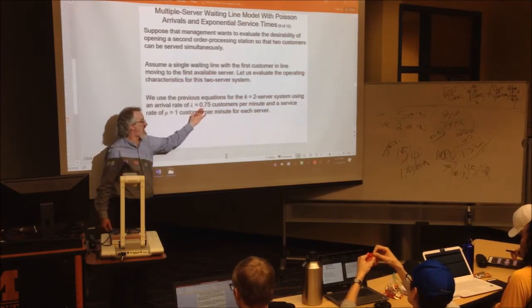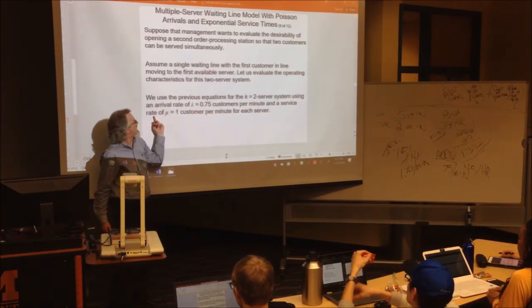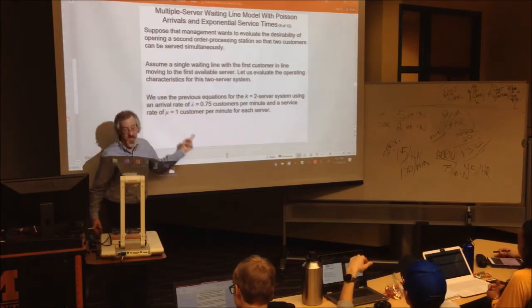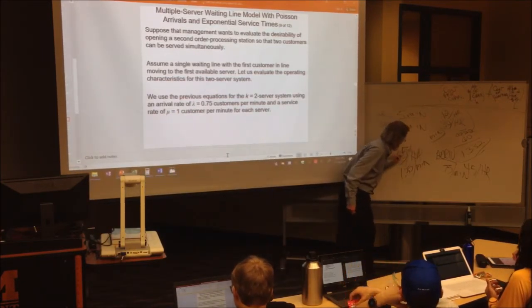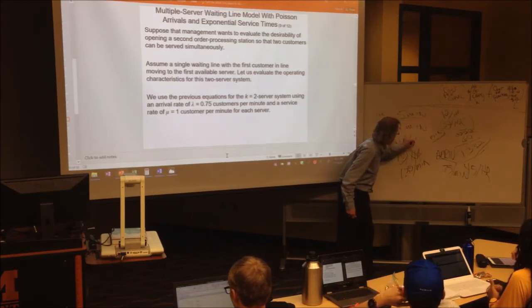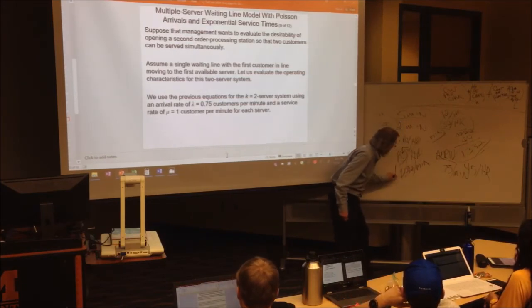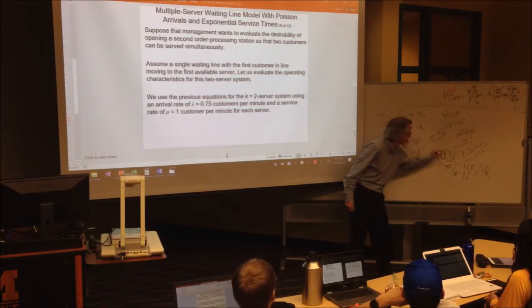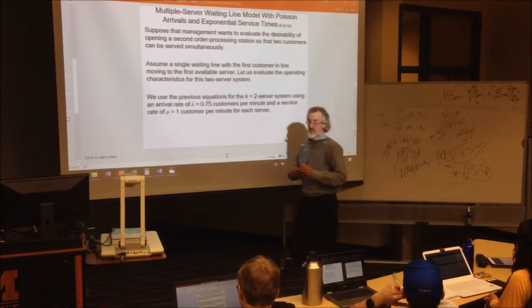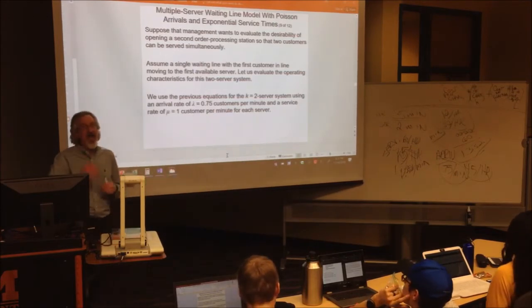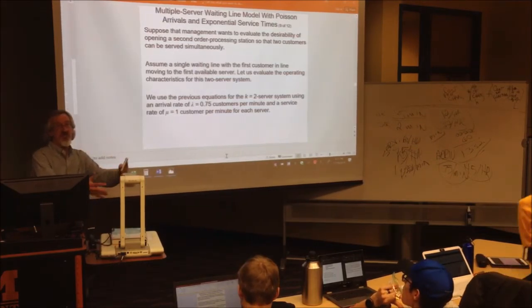Arrivals are 0.75 per minute, and service is 1 per minute. We're going back to the original. Let me switch this now. This is now 60 per hour and 1 per minute. If this stays at 0.75 per minute, that's 45 per hour. All it's going to change is now we're going to have 2 service centers instead of 1.